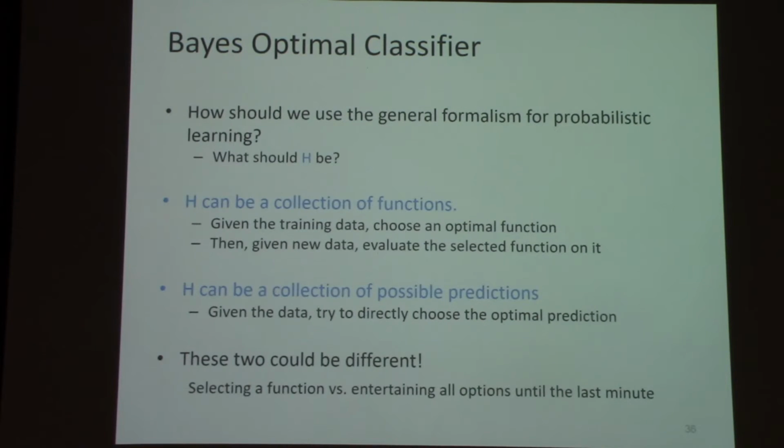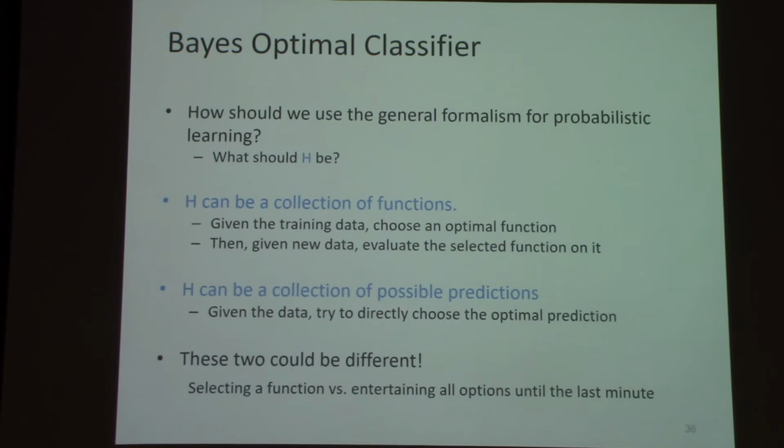So, in order to motivate the Bayes optimal classifier, we should ask, how do we use this general formulation? The Bayes theorem gives us a way of thinking about classification, and the Bayes optimal classifier stems from a question of how do we use this Bayes theorem or the general idea of probabilistic classification to define learning. Your hypothesis space could be the collection of functions. That's what we've been doing so far, right? Your hypothesis space is just a collection of functions.